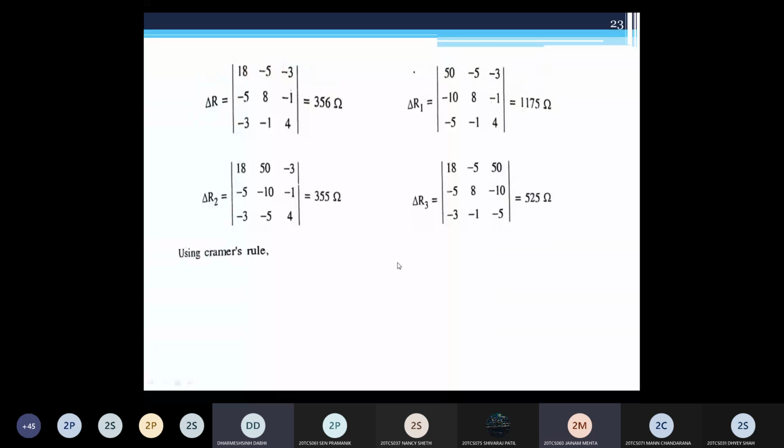So then you find out I1. The equation of I1 is delta R1 divided by delta R. It means 1175 divided by 356. So you get the answer 3.30 ampere. All of you get this answer?